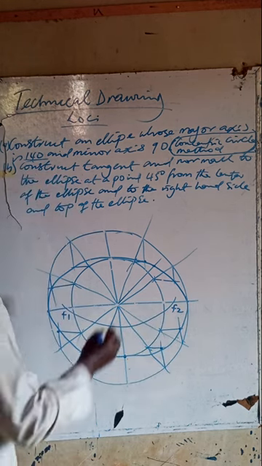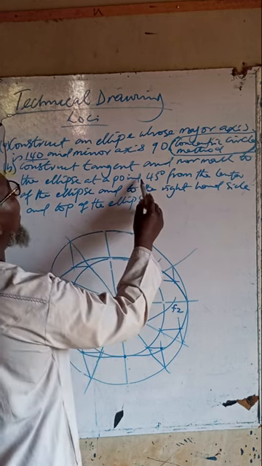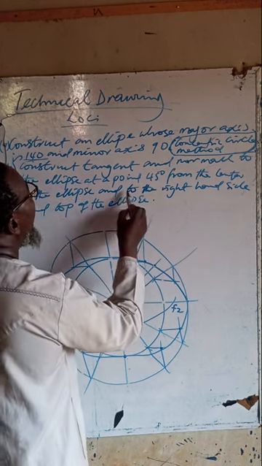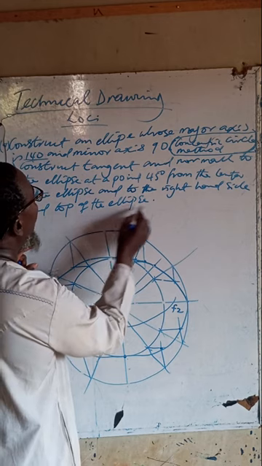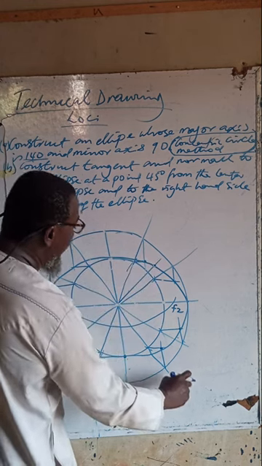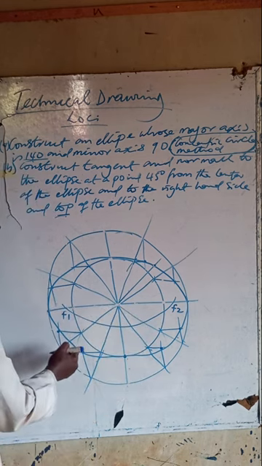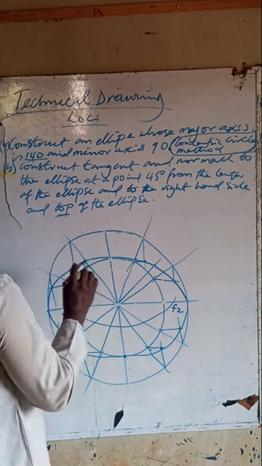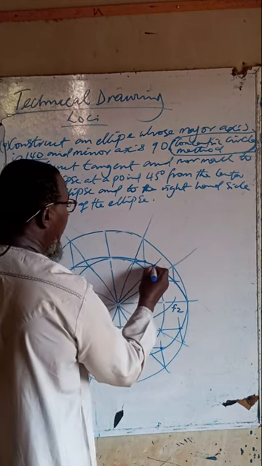The next thing we are going to do, you remember we have taken our point of tangency above, because the question says a point 45 degrees from the center of the ellipse, to the right hand side and top. If it says bottom, you bring it down. If it says to the left and to the bottom, it will come this way. If it says to the left and to the top, it will be somewhere around here. But the question says to the top, to the right hand side of the ellipse. So that's why we are using this point.